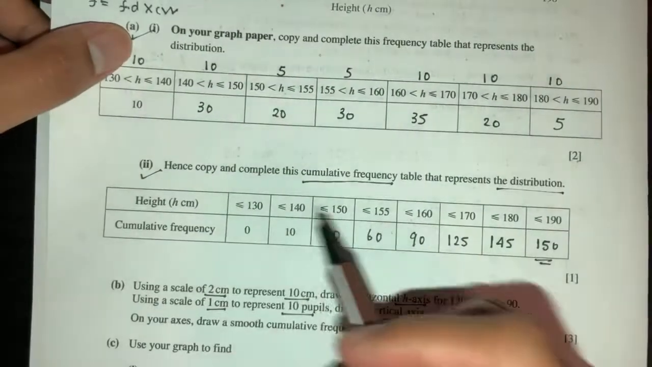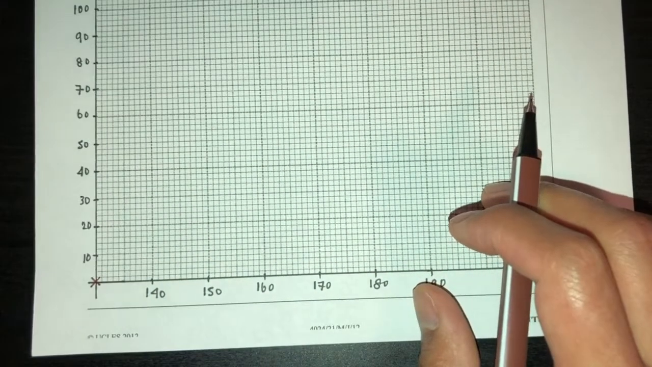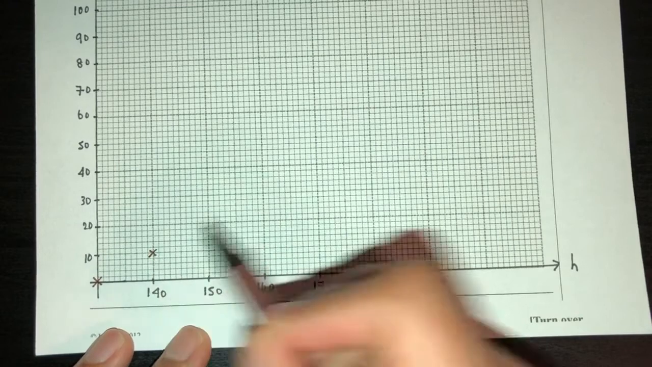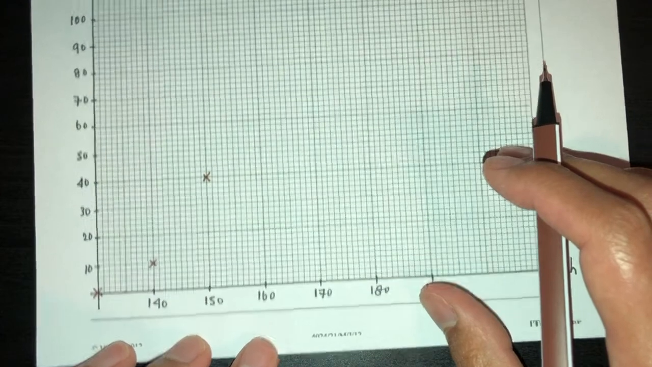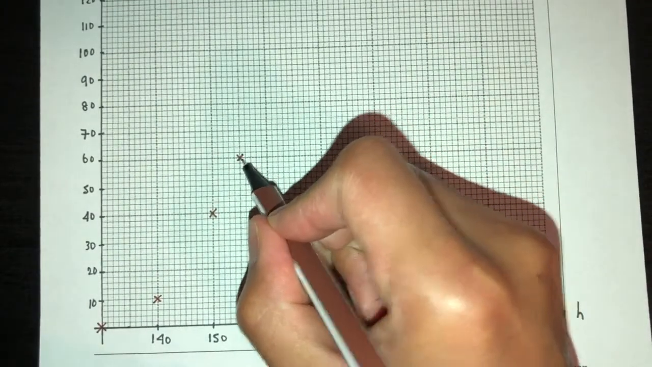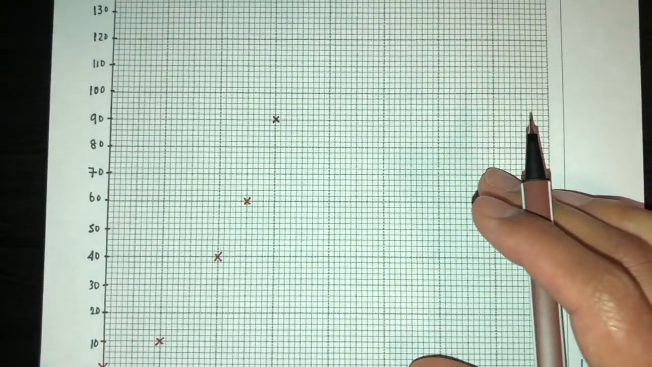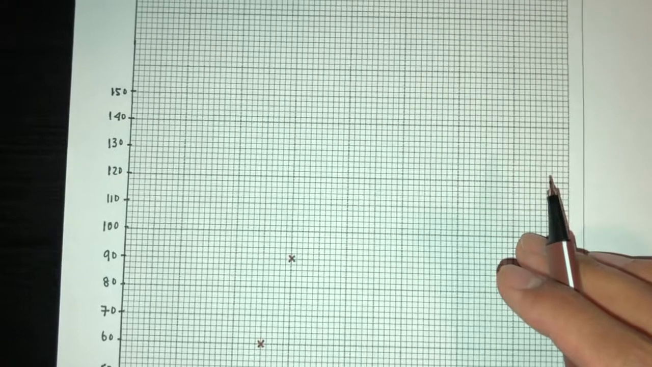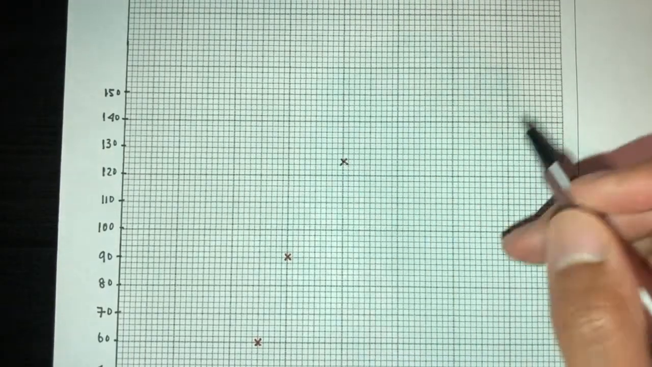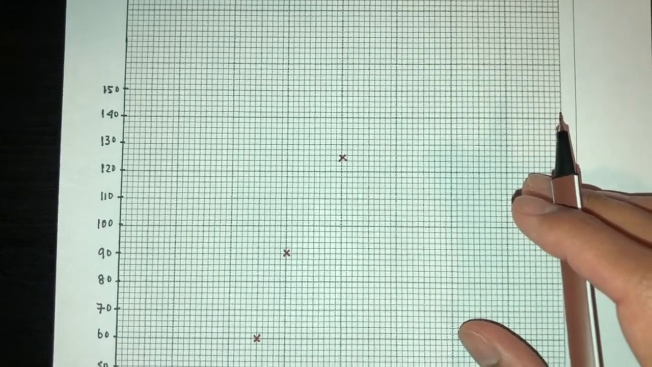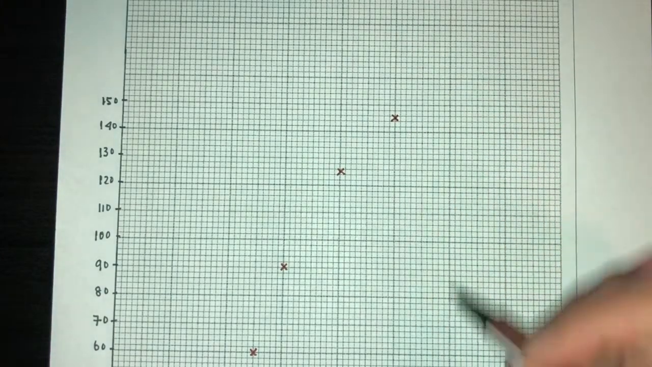The first point is 130, 0. So 130, 0 will be right here. Then we have 140, which is 10. Then 150 is 40. Then 155 is 60. Then 160 is 90. Then 170 is 125. So 125 will be between. Then we have 180, which is 145. And 190 is right here.